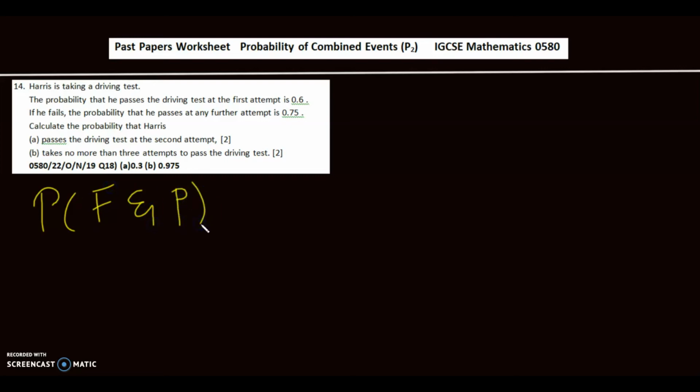So what's the probability of failing? The probability of passing in the first attempt is 0.6, right? So the probability of failing in the first attempt would be 0.4. So the first number would be 0.4. He fails the first time, which means multiply, then he passes the next time, which is times 0.75. This gives us 0.75 times 0.4 gives us 0.3.